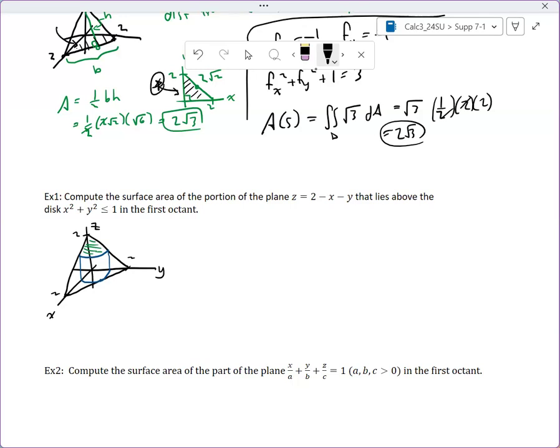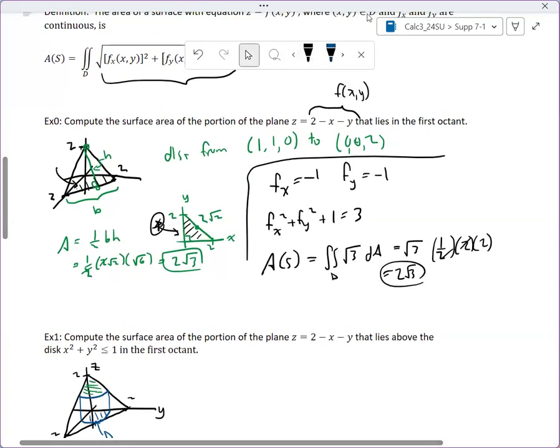Okay, so I note that my region has changed. My domain D here is different. It's not this entire triangle that it was before, but it's now this little chunk of a circle. But note that my function itself hasn't changed. f of x, y is still 2 minus x minus y, which means my integrand is still the same.